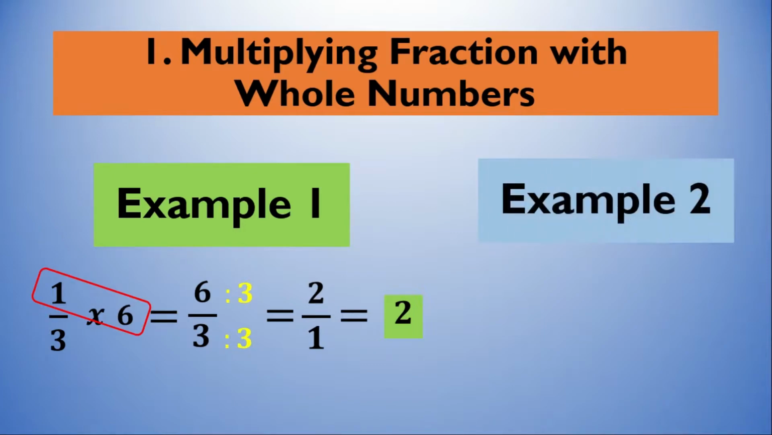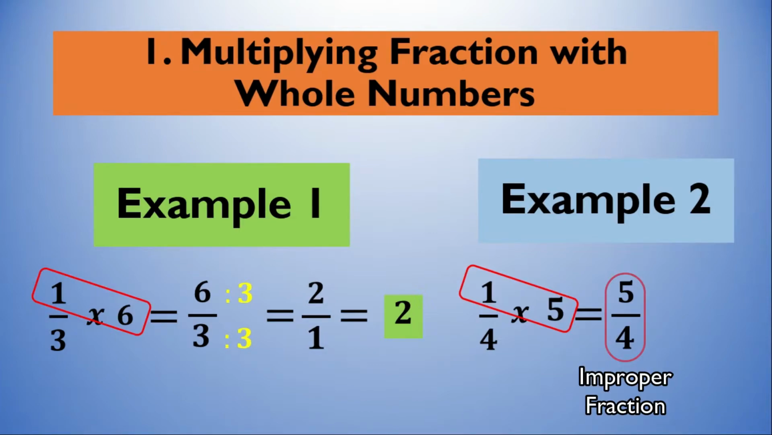Another example, a quarter times 5. Remember, 1 times 5, 5. 4, not change, 4. 5 over 4 is an improper fraction.